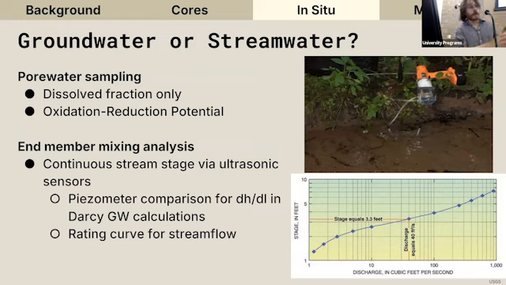And once we have both the groundwater and the surface water, we can do an end-member mixing analysis. We can see what portion of a nutrient regime can be attributed to advection versus the groundwater itself. And we can develop this once we have flow rates through ultrasonic sensing of stream stage and then back calculating stream flow, as well as doing some basic Darcy's law calculations for the pumping of a groundwater.